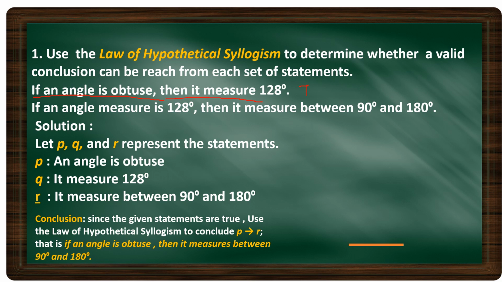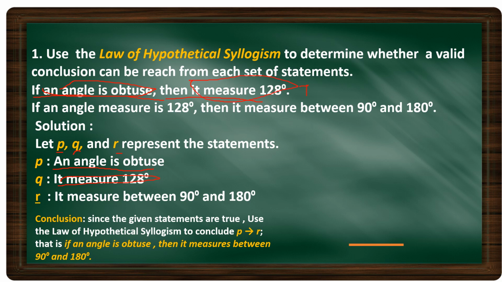So, in this given example, meron tayong tatlong sets of statements. We have the P, which is the hypothesis. We have the Q, which is the conclusion, and R, which is our another statement. So in this given example, ang atin pong hypothesis is an angle is obtuse. Ito po ang ating magiging hypothesis. Ang atin pong conclusion, it measures 90 degrees. Saan nanggaling? Mula dito sa conditional statement.